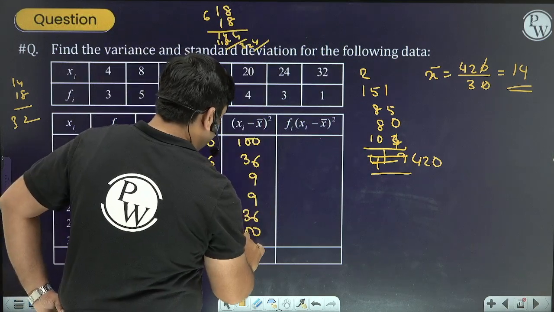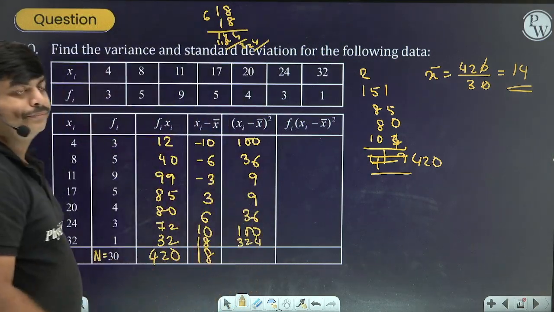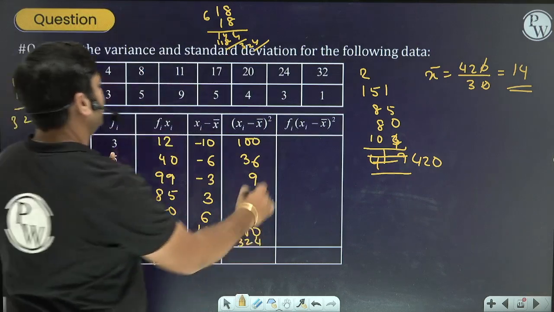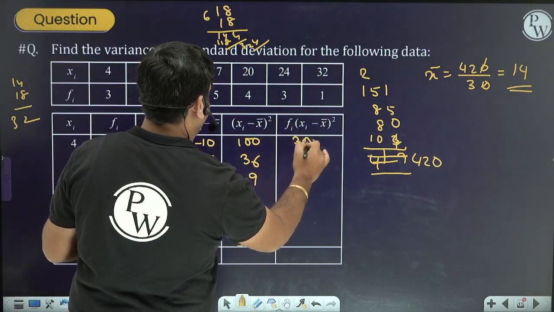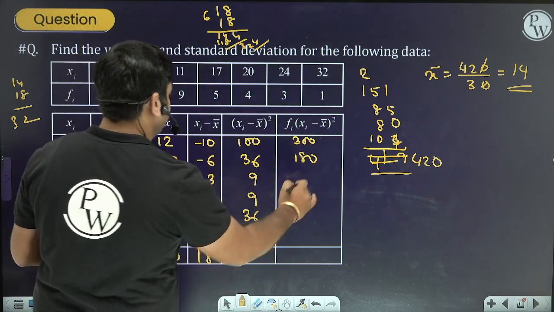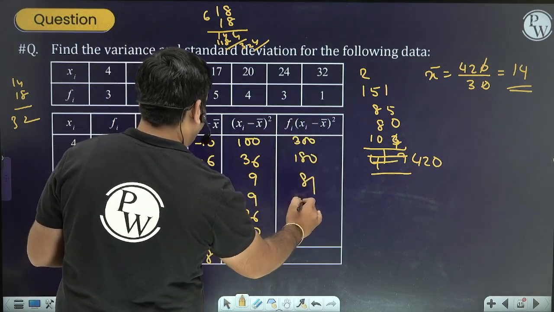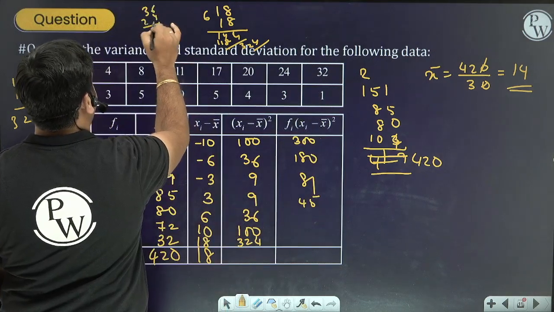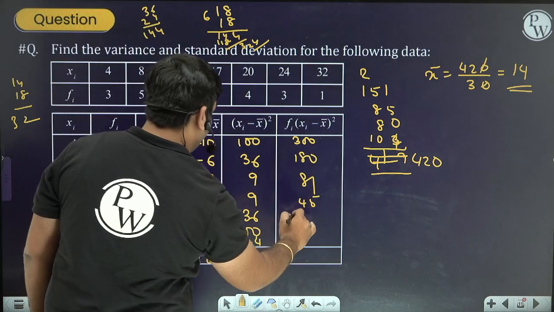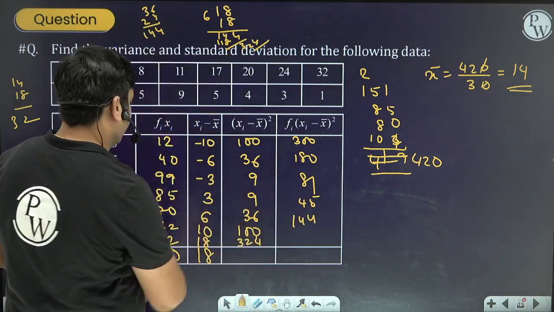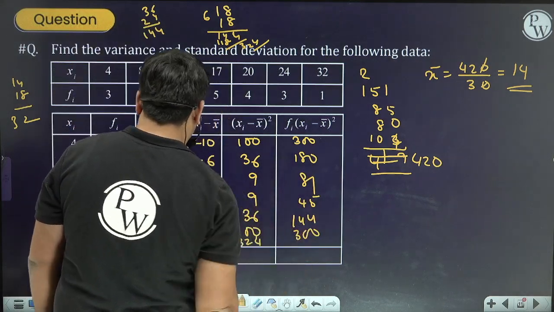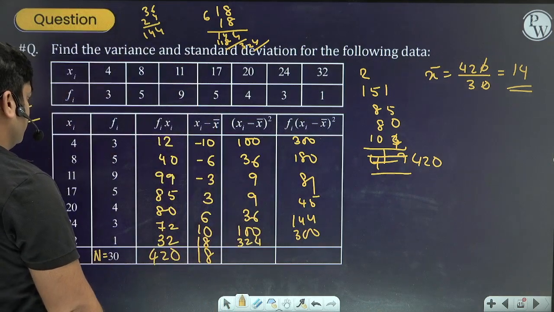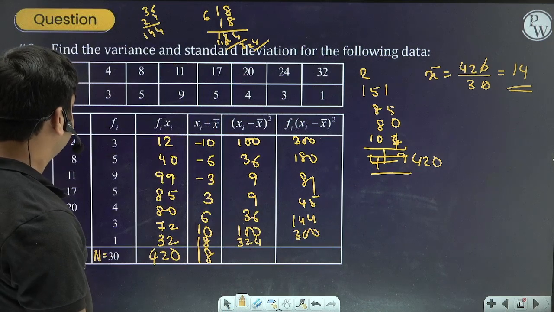Cross-check that once again, people, please. So fi into (xi minus x bar) whole square: 3 into 100 is 300, 5 into 36 is 180, 9 nines are 81, 5 nines are 45, 36 fours are 144. Next, 3 into 100 is 300. We had a mistake, right? Fi into (xi minus x bar) whole square.